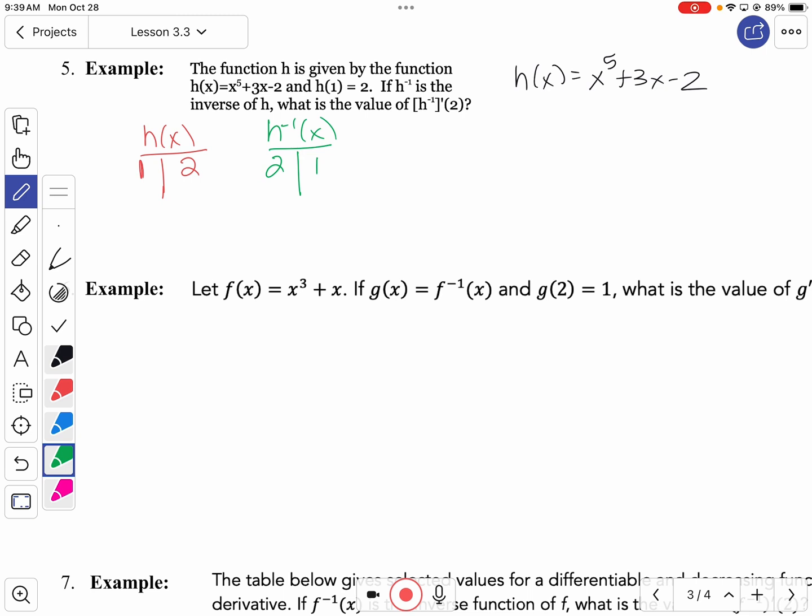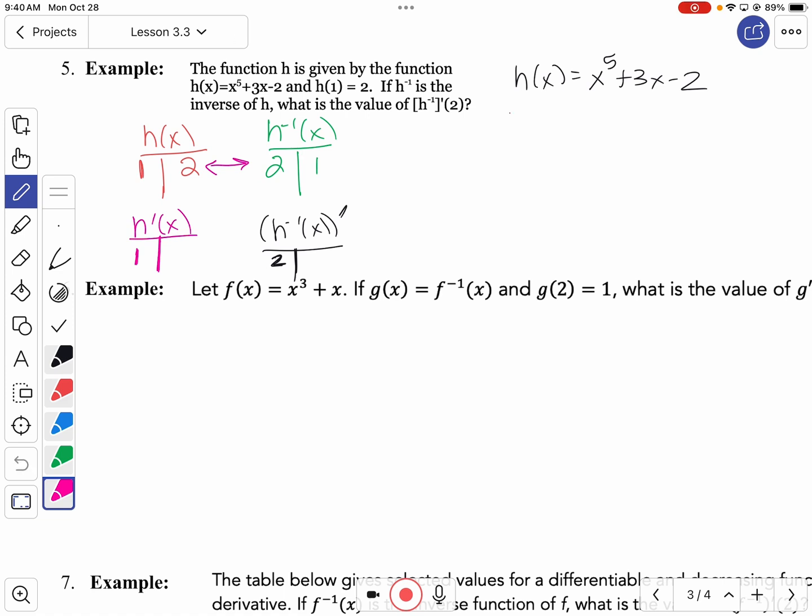Right? It wants me to find the value of h inverse prime at 2. Okay, that's what it wants me to find. Well, I've got to kind of back my way into that because I'm going to need to know h prime first. But what x value do I need to find h prime at? One. Okay, at 1. All right, I have to find h prime at 1 because their two slopes will be reciprocals of each other.